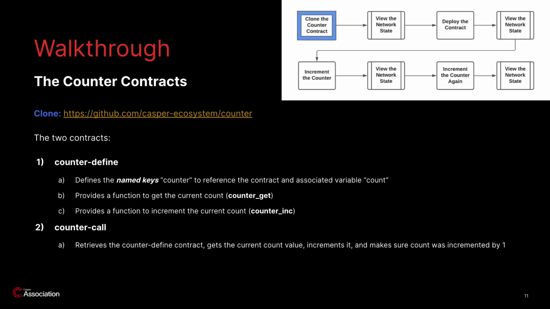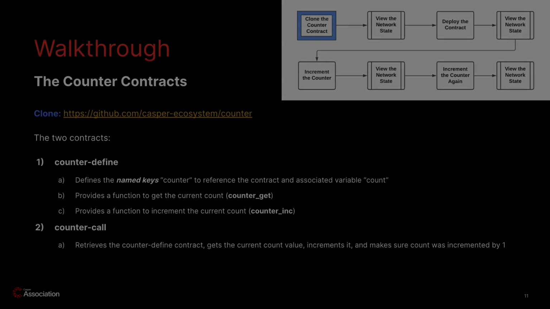The two functions, or entry points, it defines are counter-get, which retrieves the count value, and counter-inc, which increments the value by 1 whenever called. The counter-call contract assumes counter-define was already deployed because it just looks for the named key, gets the count, increments it by 1, and then verifies that it was actually incremented by 1. Let's take a quick look at the source code together.